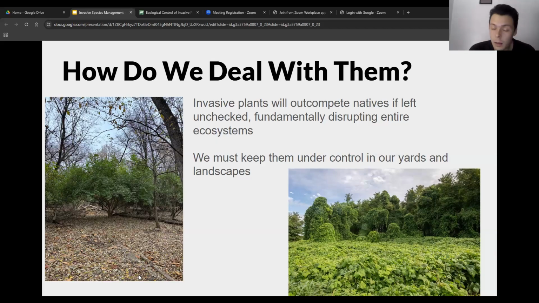And on the right, that is the vine that ate the South. That is kudzu. It's native to Japan. And if you're driving down the interstate in some of our southern states, and unfortunately, even now in parts of southern Ohio along the Ohio River, that's what you see. That is ecological devastation at its finest.